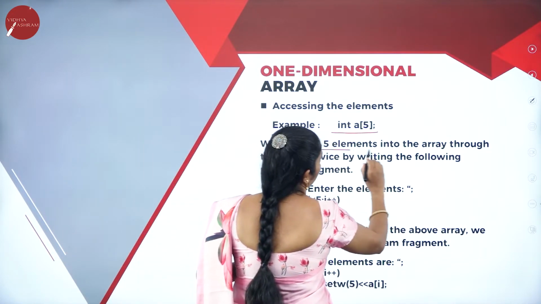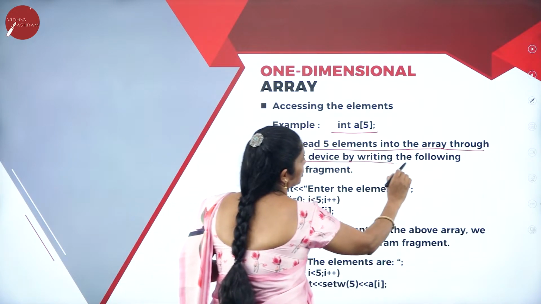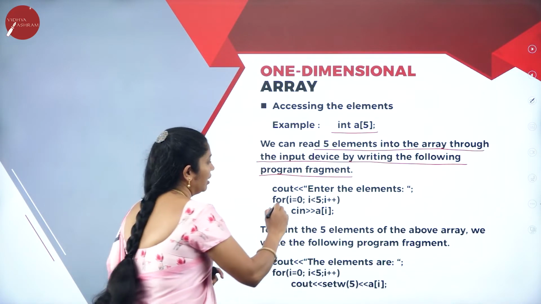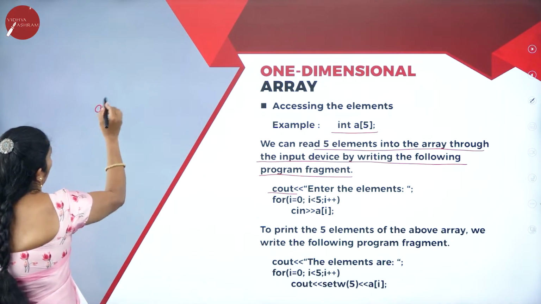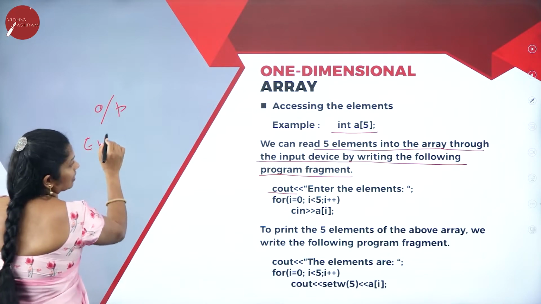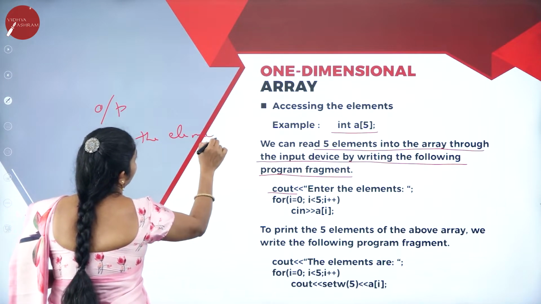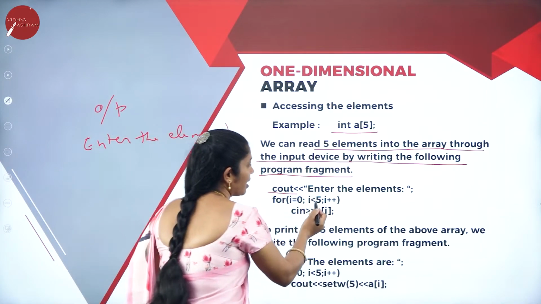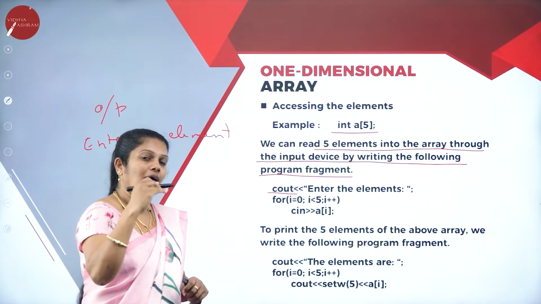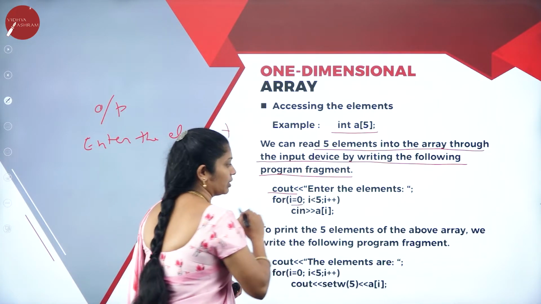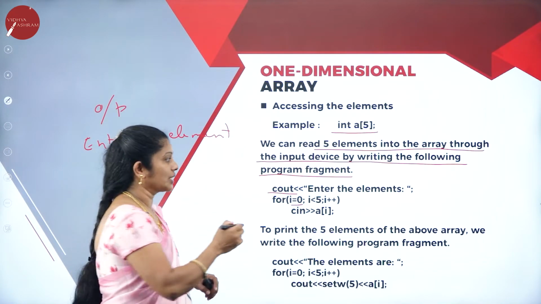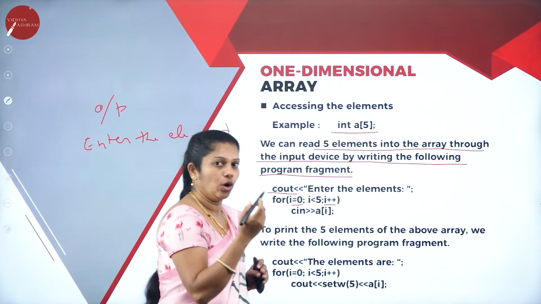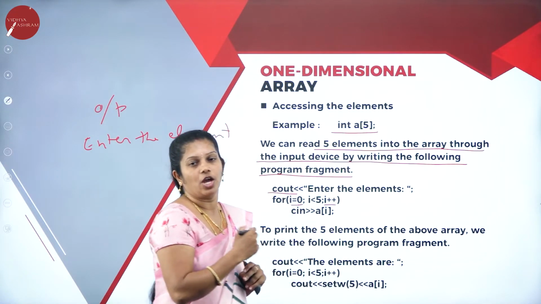We can read 5 elements into the array through the input device by writing the following program segment. How to write? cout "Enter the elements". Here a cout statement is used. It means that in the output screen, it will display "Enter the elements". Then for i = 0, that means the starting position, and here i < 5. It means that it will go up to 4. The first position starts from 0 and the last position will be 4 because we have given less than 5, then i++. When you want to input multiple values or display multiple values, at that time we use this for loop.